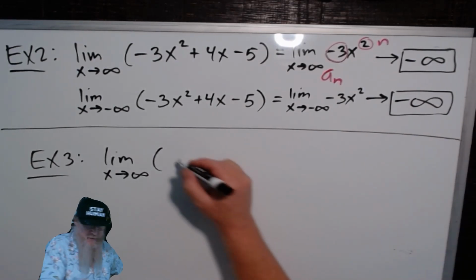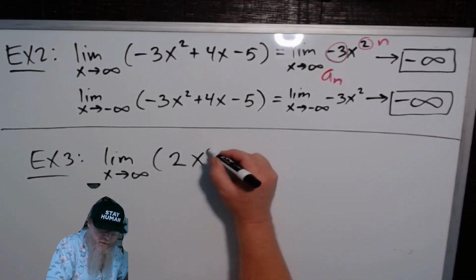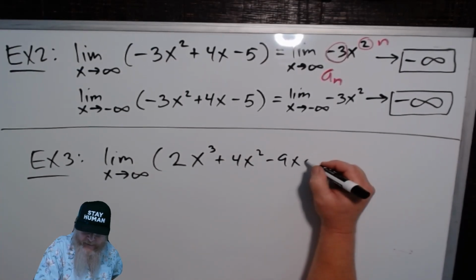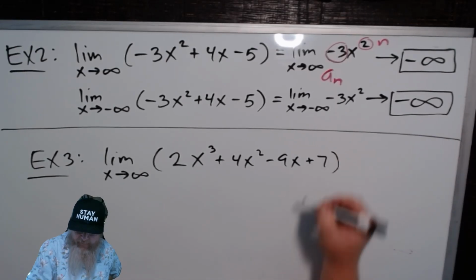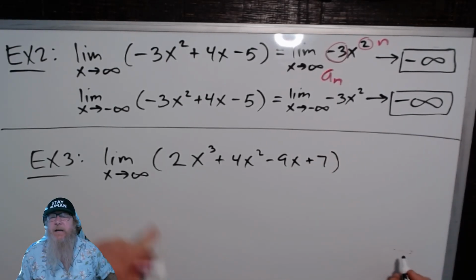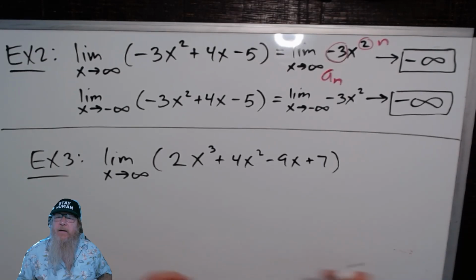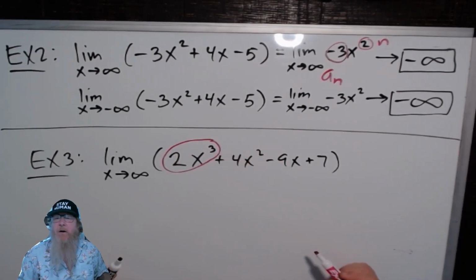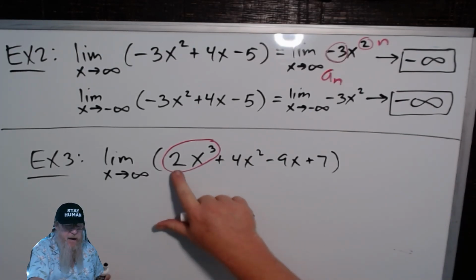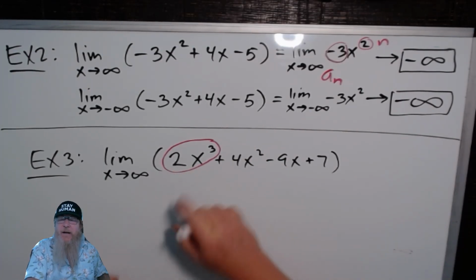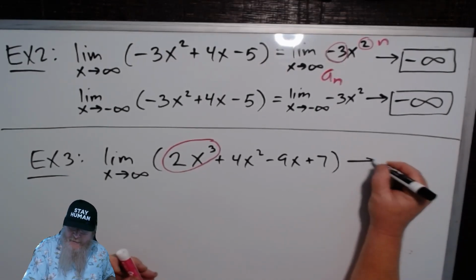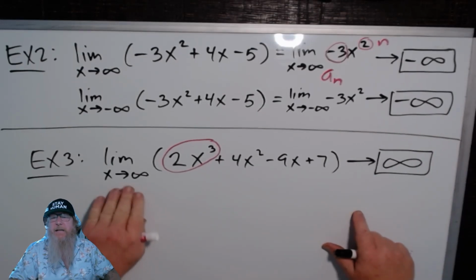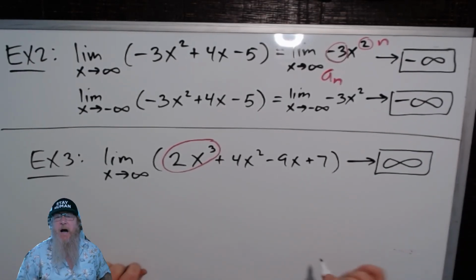How about 2x to the third plus 4x squared minus 9x plus 7, limit as x goes to infinity. Again, all you care about is the leading, largest power. So that's positive and odd. So that means the right arrow, so this is the right side, is pointing up.